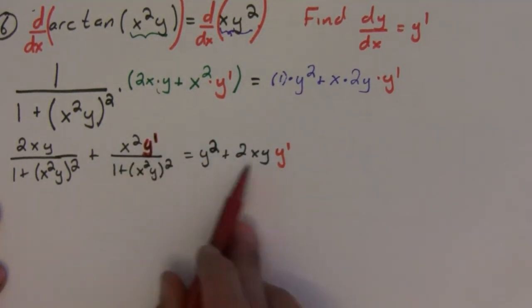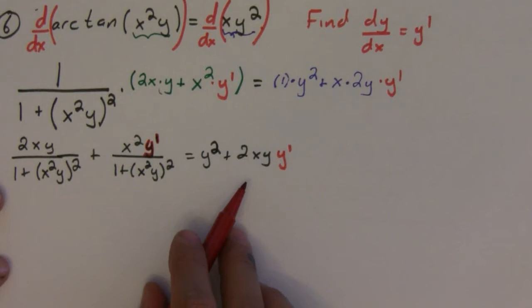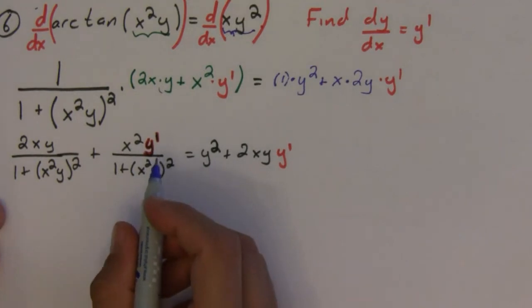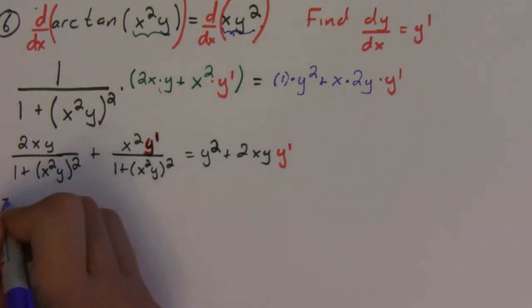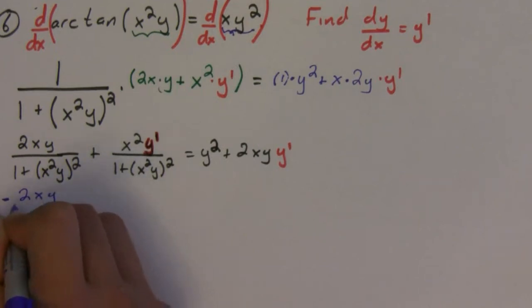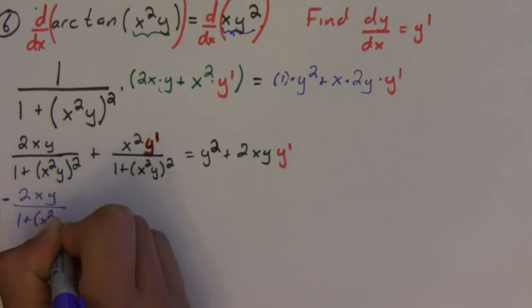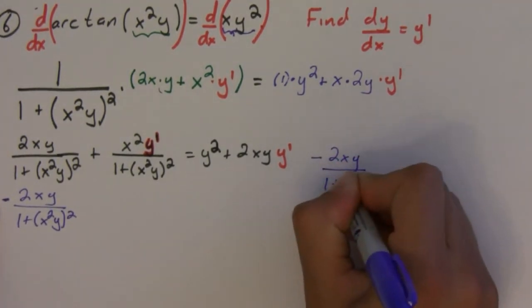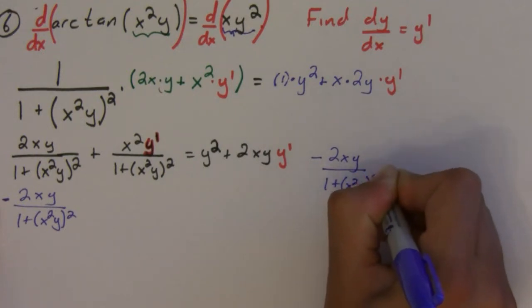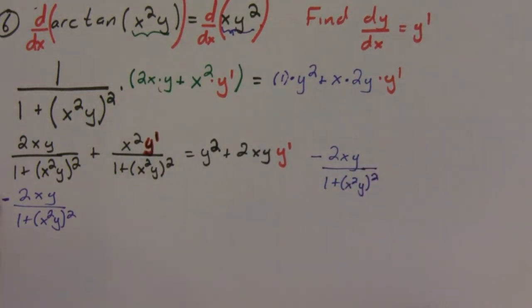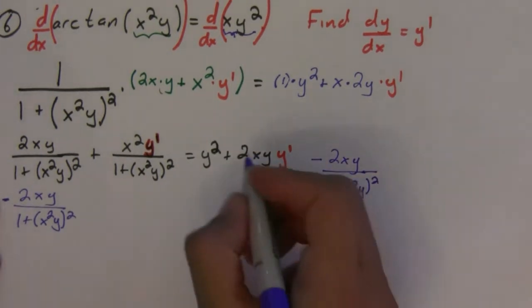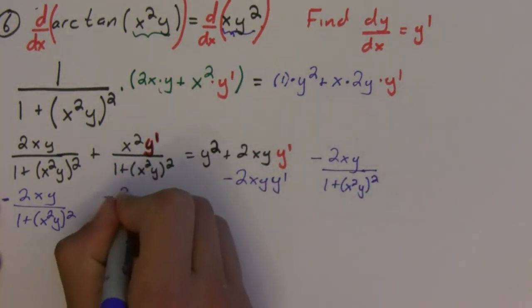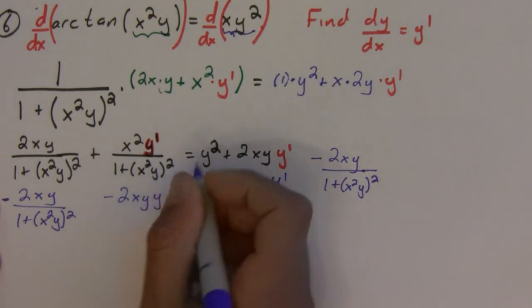And so the red y primes, these are the ones that I want to solve for. And so I need to bring all of the y primes to one side. So how about if we move this guy over to the right side? So we'll subtract it from both sides. Minus 2xy over 1 plus x squared y, quantity squared. And then we're also going to subtract this term, which has a y prime on it as well, to the left side. Minus 2xy y prime.